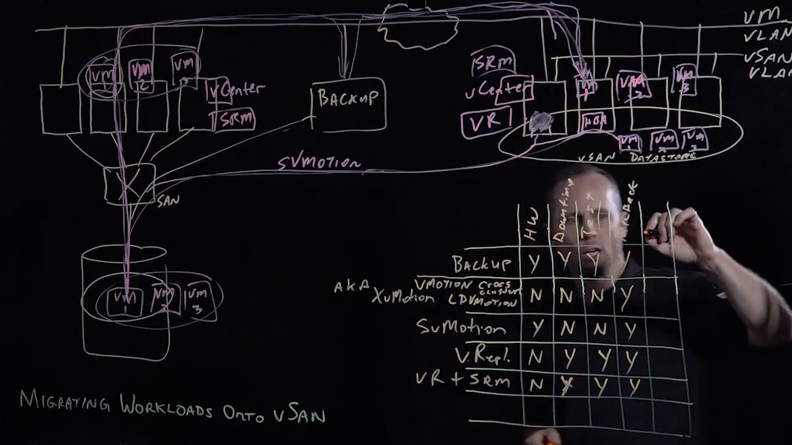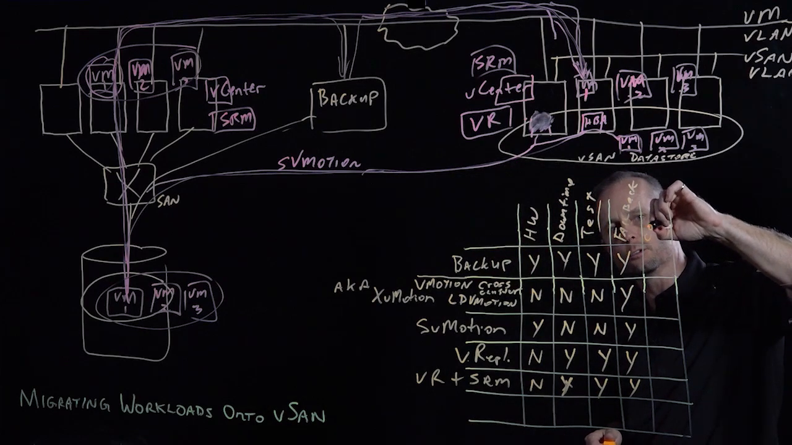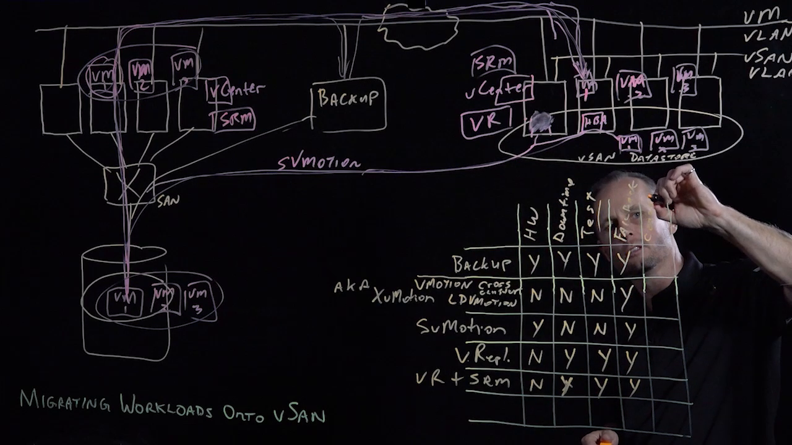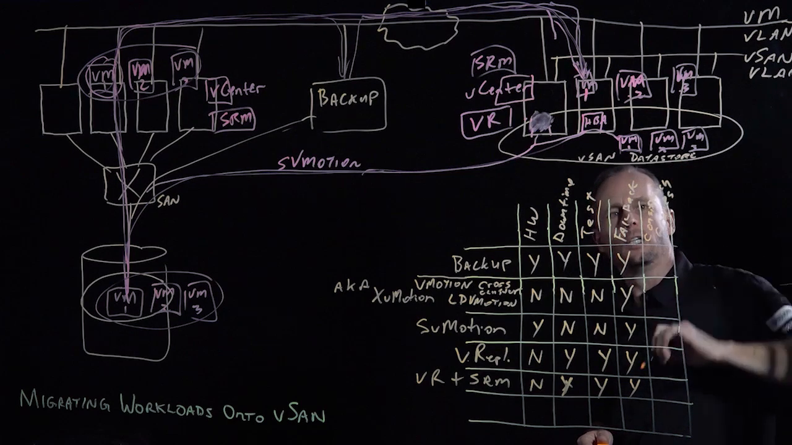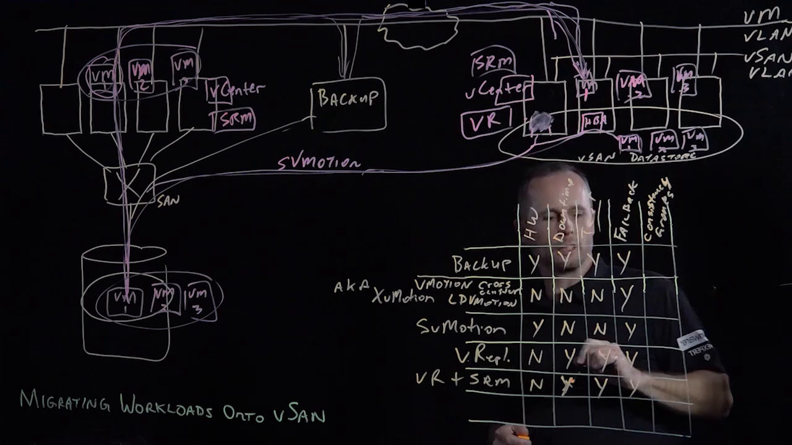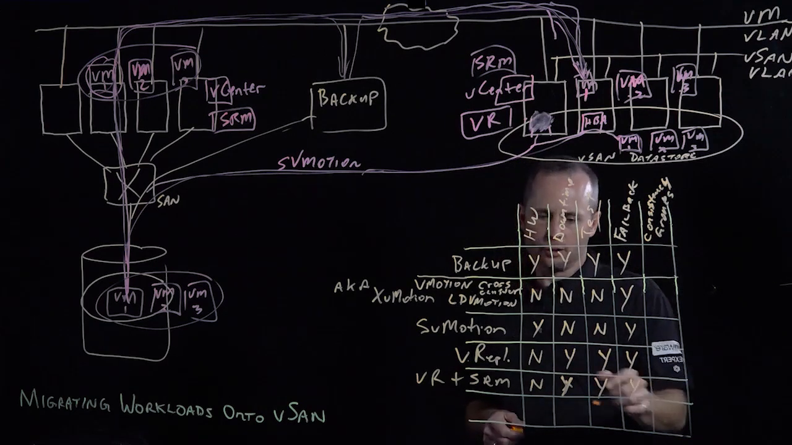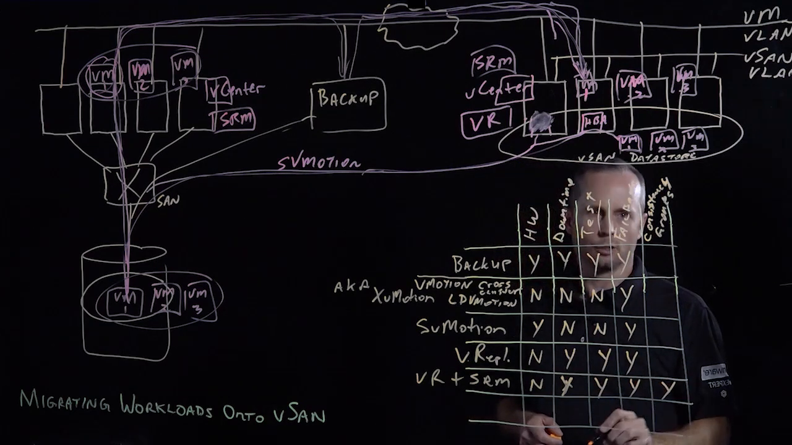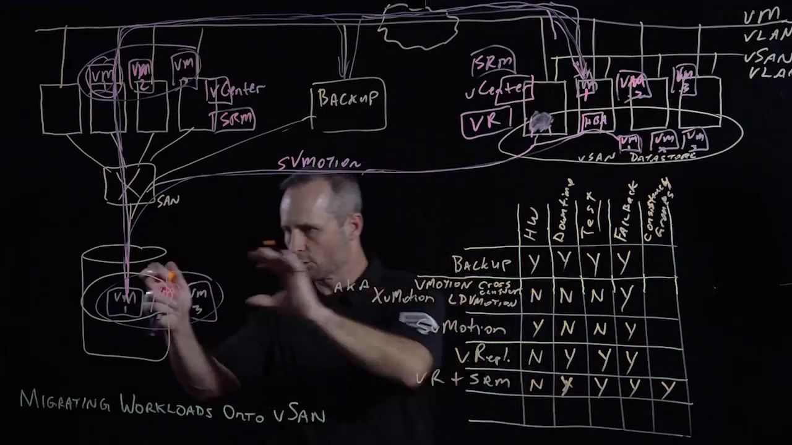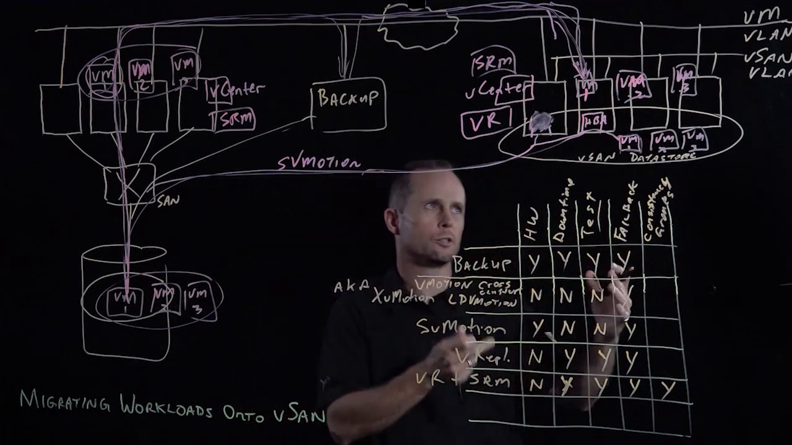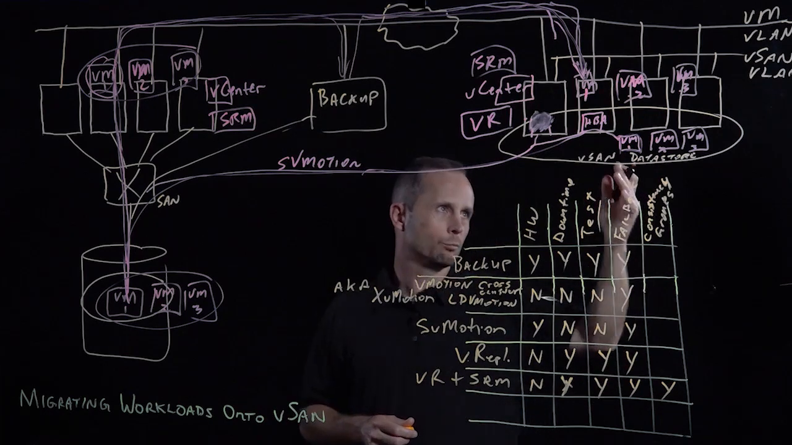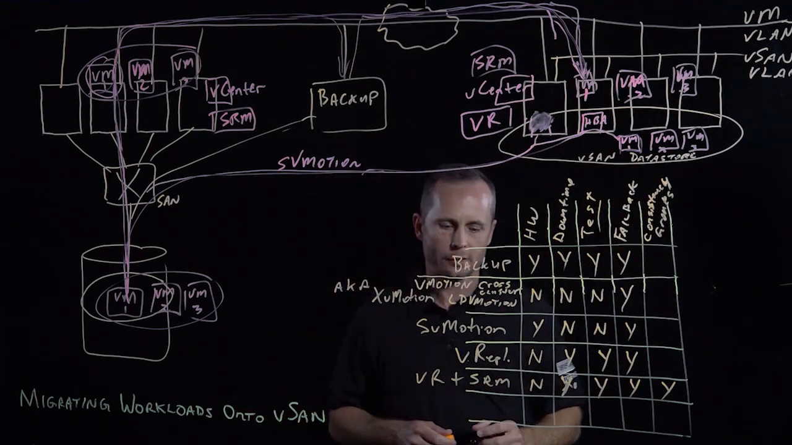The last column I have here is consistency groups. I know that didn't write very well, but vSphere Replication and SRM can deal with consistency groups so that I can group these VMs together, have their data replicated, keep them in time sync, and bring them up in a nice, orderly fashion.